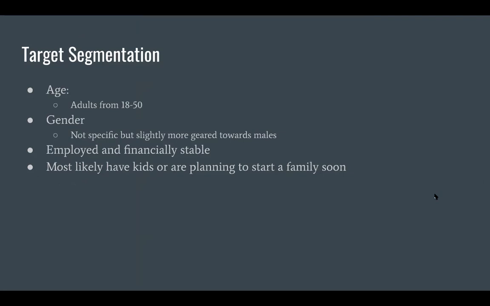For the target segmentation, the age is around adults from 18 to 50. For gender, it's not specific, but it's more geared toward males. And then people who are employed and financially stable, obviously, you need to be able to purchase the car. And then people who are most likely to have kids or are planning on starting a family soon, just because it is a bigger vehicle.